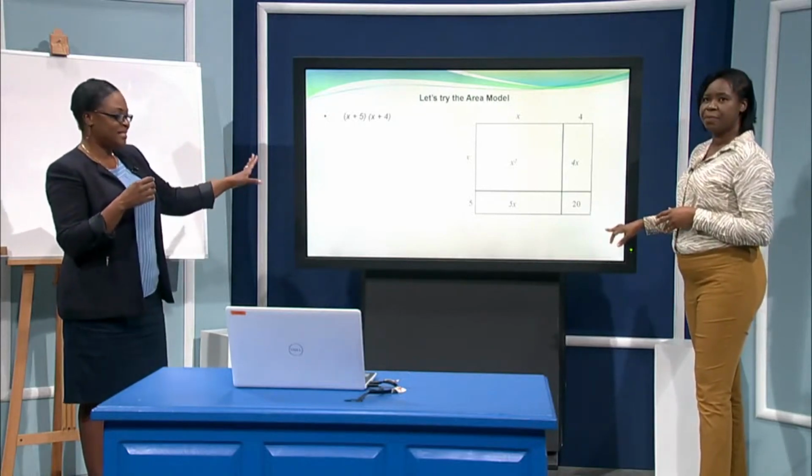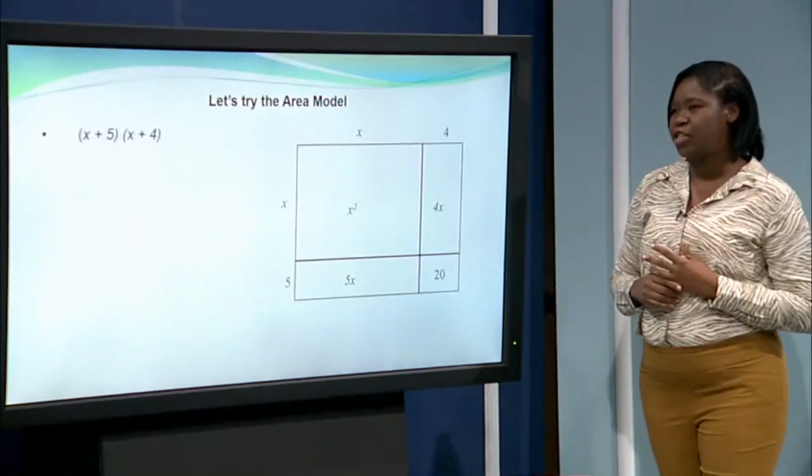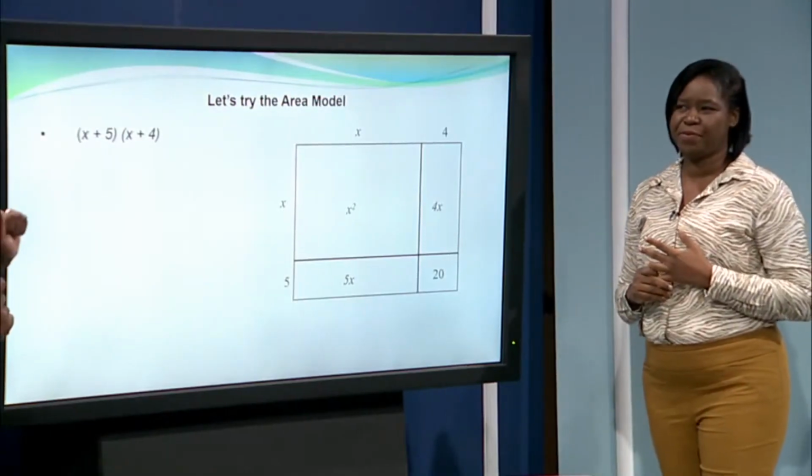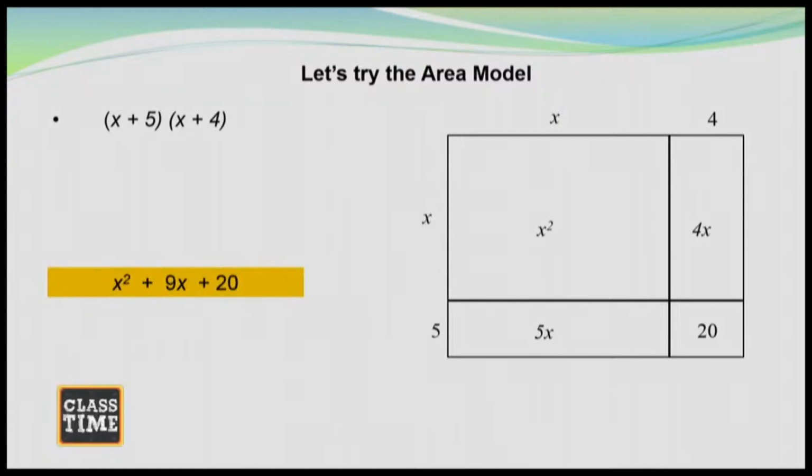So just look at it and this is what it is. Based on this, what would be our like terms? Our like terms would be 4x and 5x because it's the same variable raised to the same power. And that's how we would have gotten that 9x in the middle of the expression.